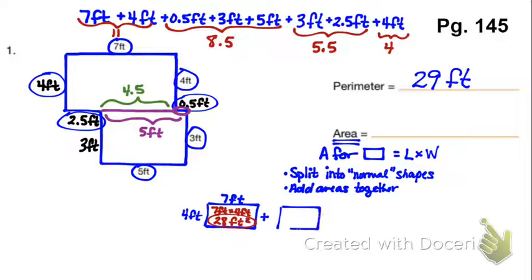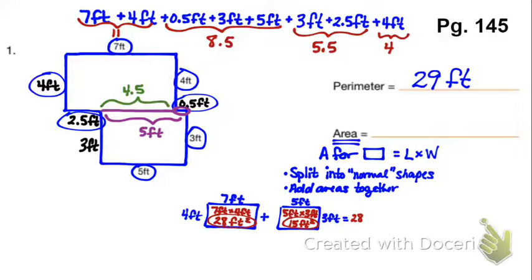So tell me about the length and the width of the other rectangle. 5 feet by 3 feet. So I get 15 feet squared. And you add them, right? Yep. So now we add those.